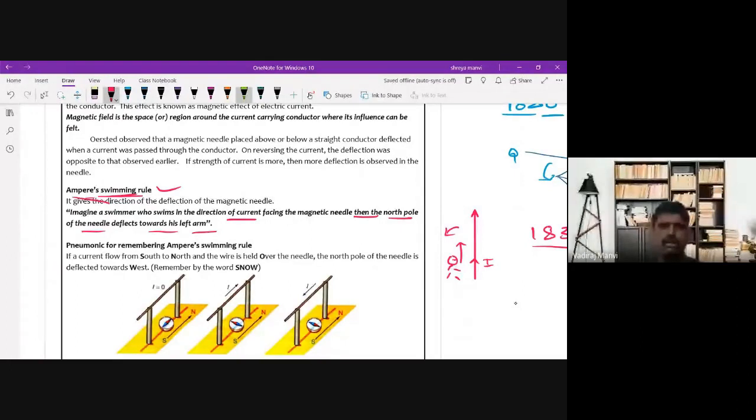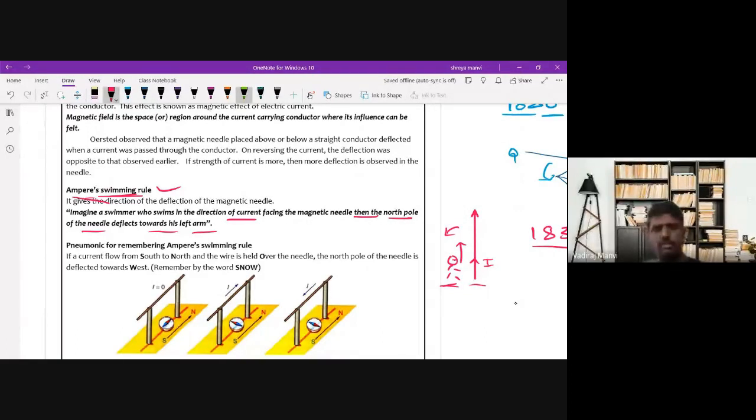So if they ask for the statement, what I am supposed to write? If a swimmer is imagined to swim along the conductor in the direction of current, then the north pole of the magnetic needle will get deflected towards his left.